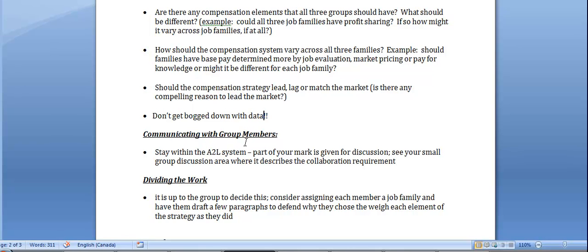All right. Now, communicating with group members. I would suggest that you stay within the Avenue to Learn system. Don't forget, part of your mark is given for discussion. So if you go into your small group project area, it's going to describe the collaboration requirement and how we're assessing it, what we're looking for there.